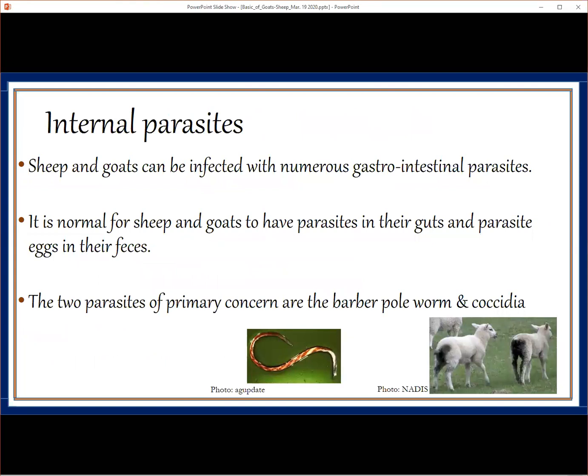Okay, we talk about internal parasites, and there are quite a good number of these that can get into animals, both sheep and goats. And it is normal for them to have them. We don't really need to be worried when they are in small amounts, especially the worms. But the two parasites of primary concern that I'm going to talk about in this presentation are the barber pole worm, shown there in that picture, and that condition of scouring or diarrheaing that you see in the lambs over there, which is due to coccidia.